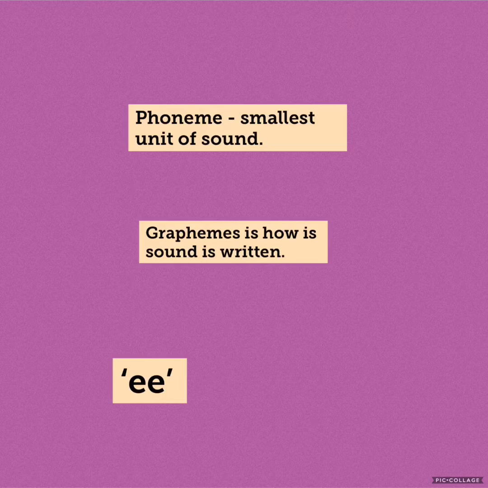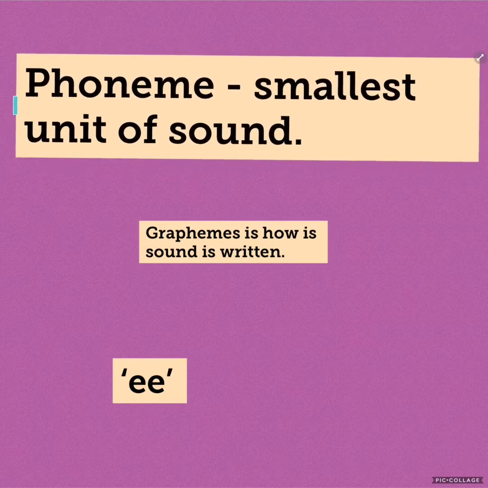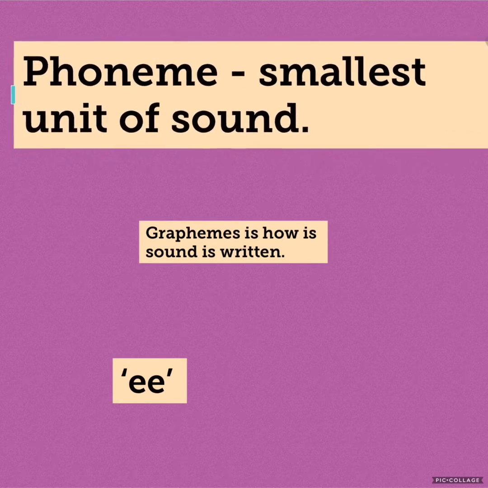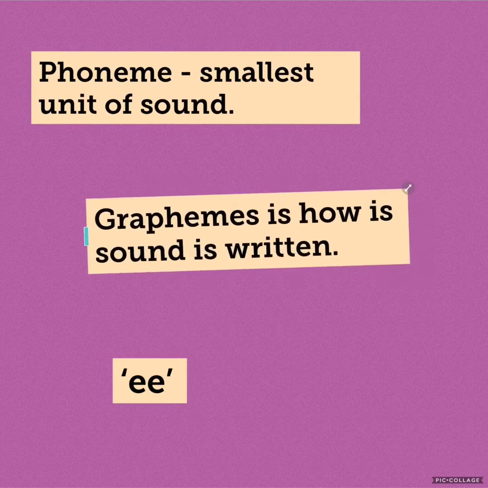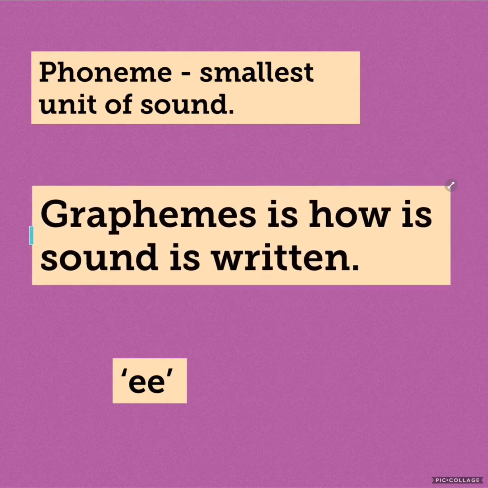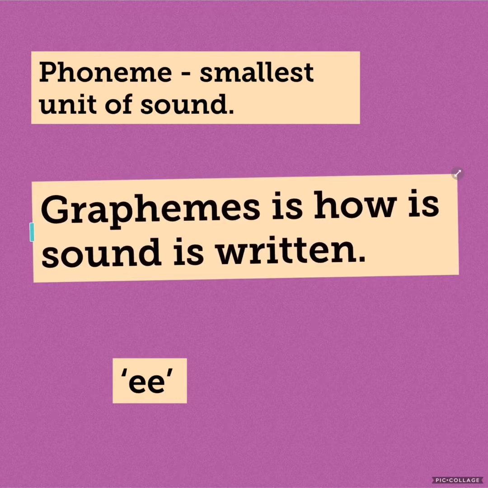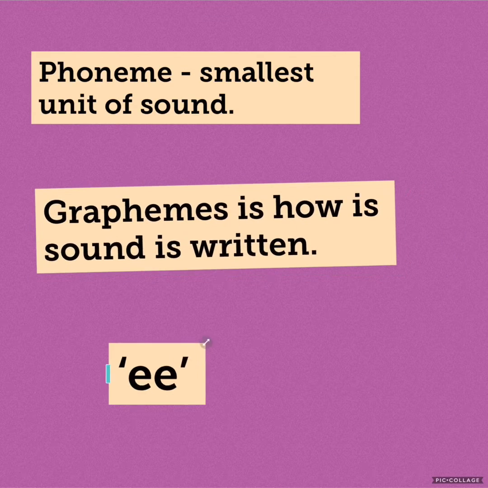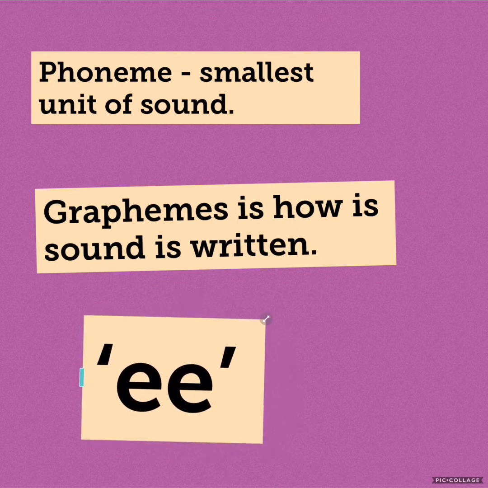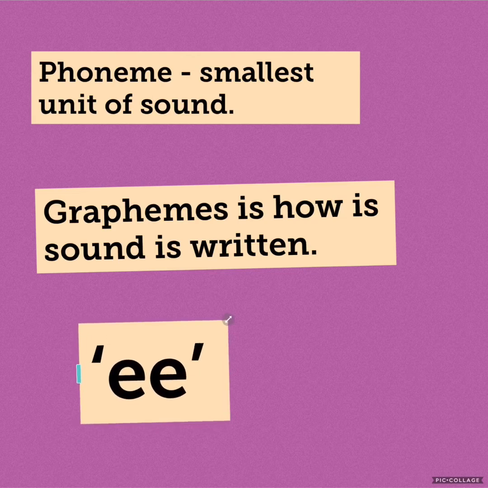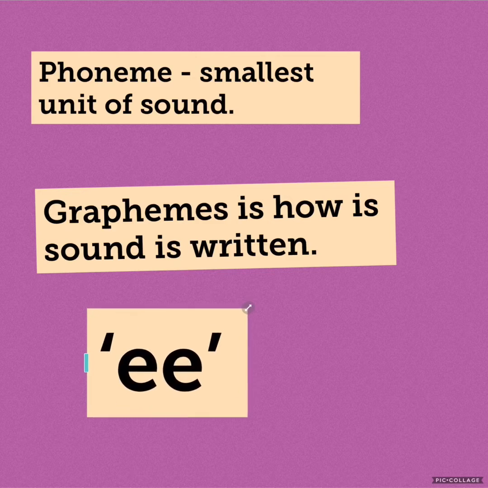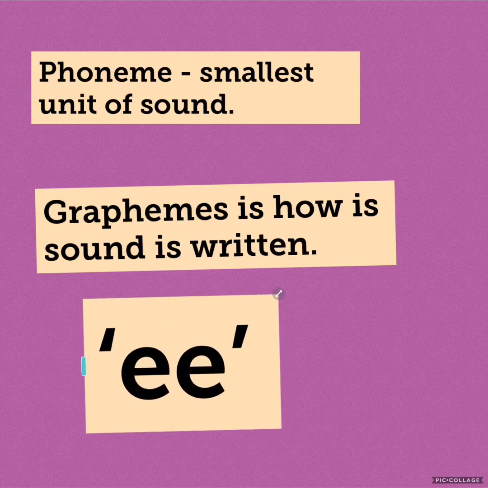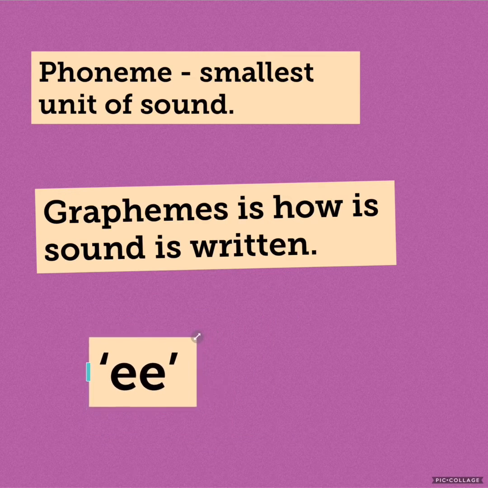Before we explore these 3 new graphemes, let's just do some revision. A phoneme, of course, is the smallest unit of sound in phonics, and a phoneme can be represented by a letter or a number of letters called a grapheme. Last week, we looked at 6 graphemes used to represent that E sound. Today, we'll look at 3 more graphemes to show that E sound.